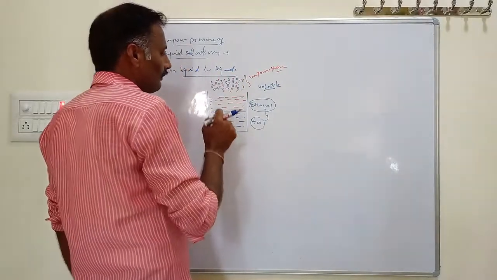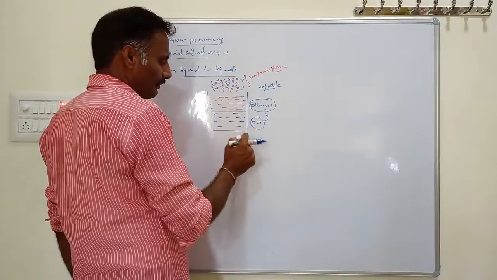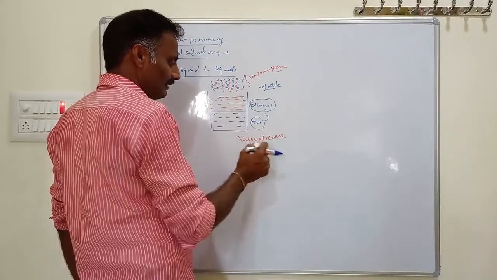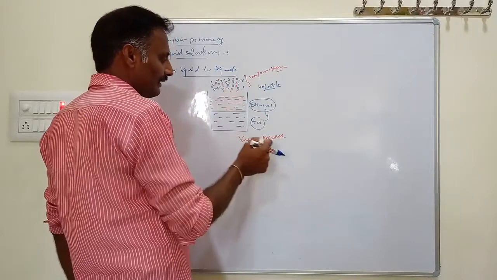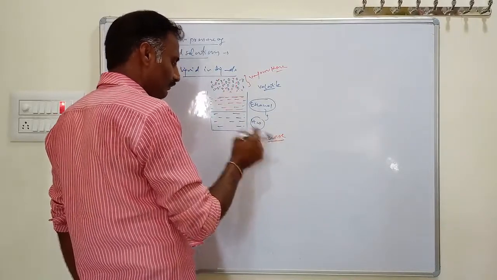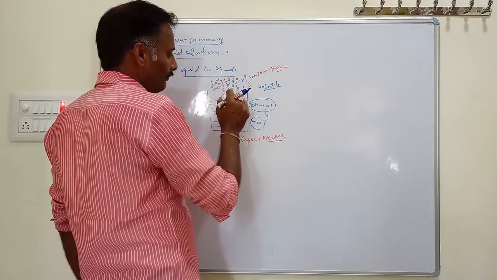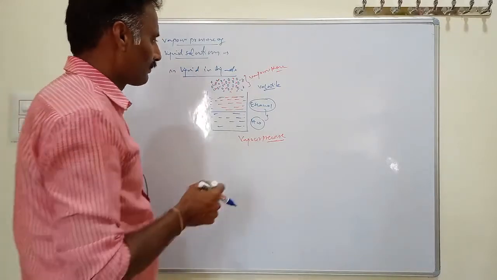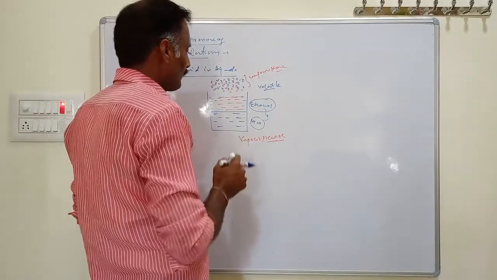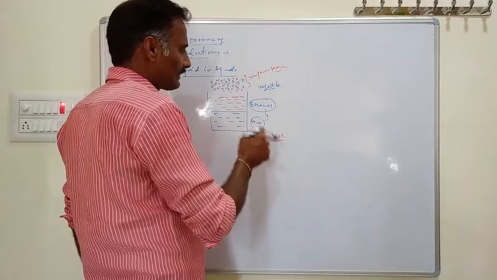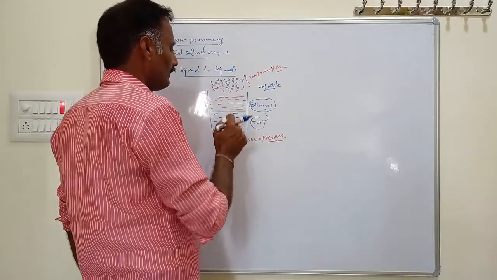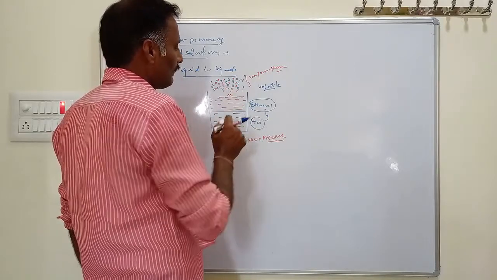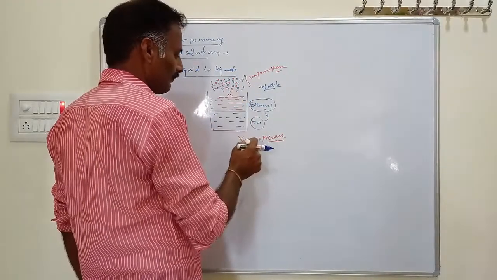Then the vapor pressure is exerted here. What is vapor pressure? The pressure exerted by the vapor when in equilibrium with the liquid is called vapor pressure at a particular temperature. Here vapors exert some pressure, that is called vapor pressure. When a vapor is in equilibrium with the liquid, they create some pressure, and over the solution we have this vapor pressure.